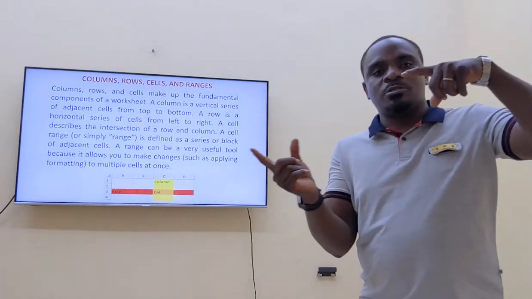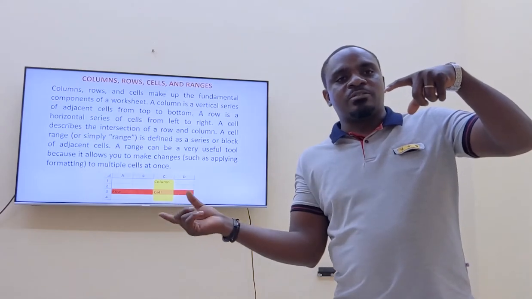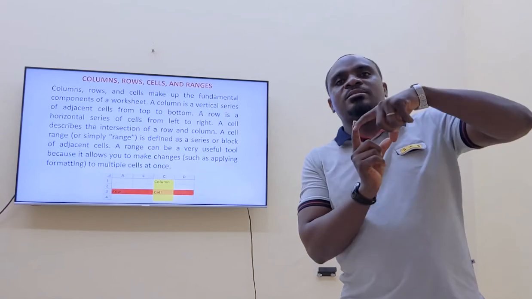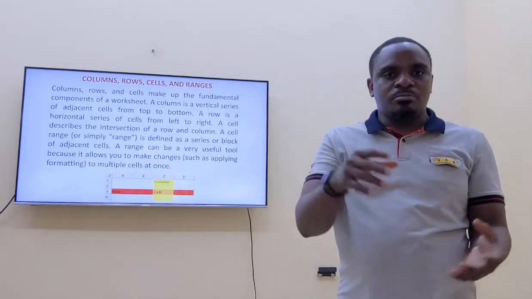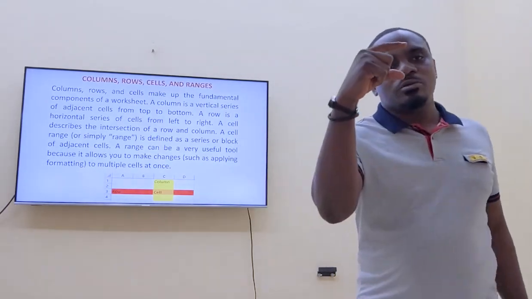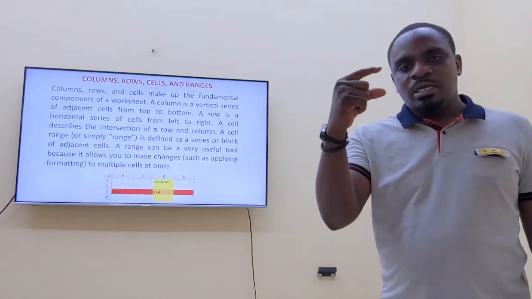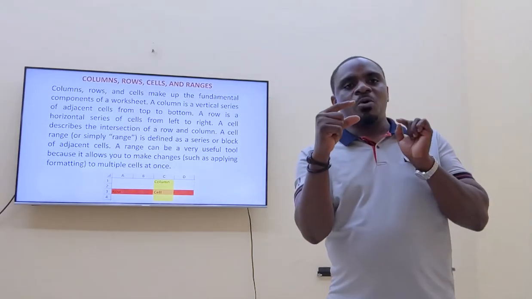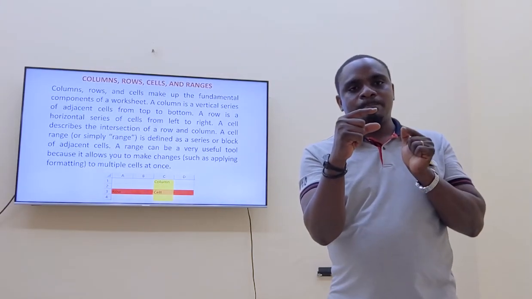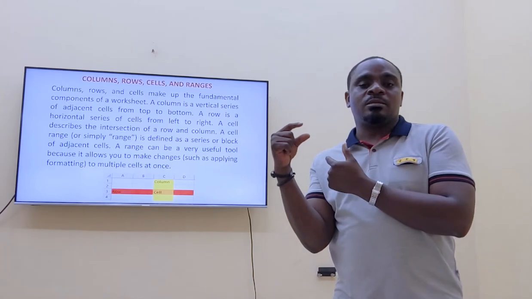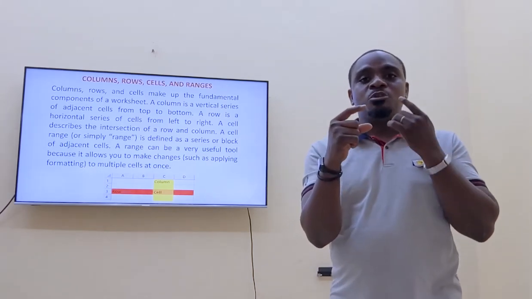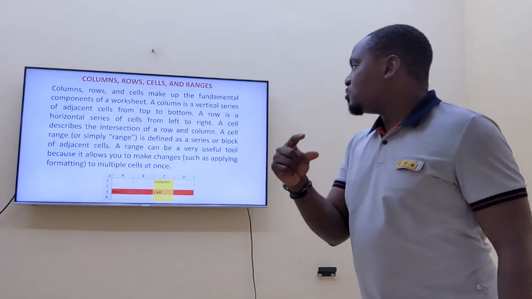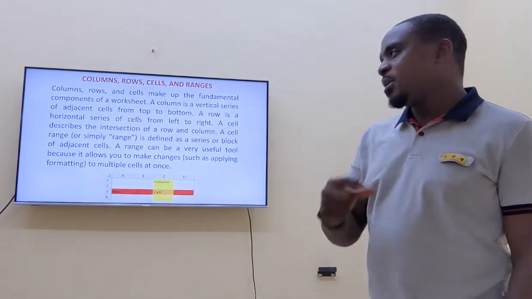Some spreadsheets refer to them as shells. A box it creates when it intersects. A column intersecting with a row will leave you cells. Now, these cells are the points where you enter the data. In most cases in Excel, in spreadsheets, we make use of figures. You enter these figures into these cells for proper manipulation.